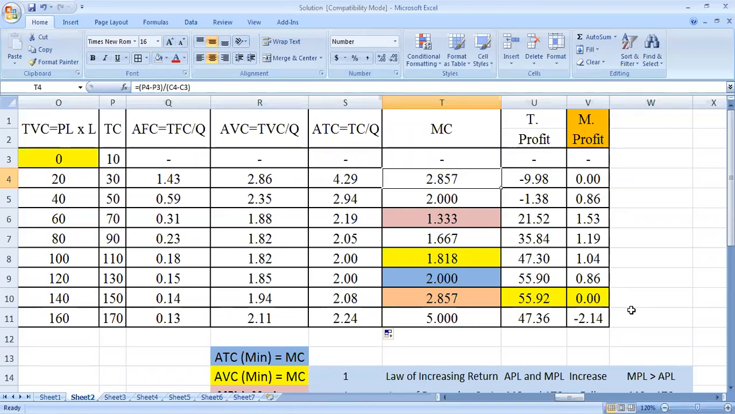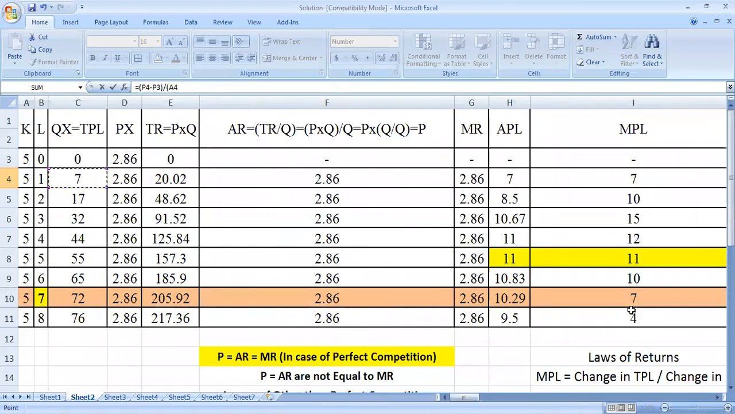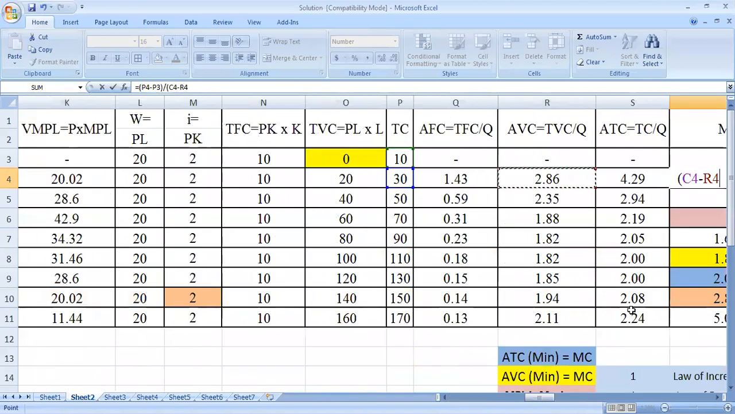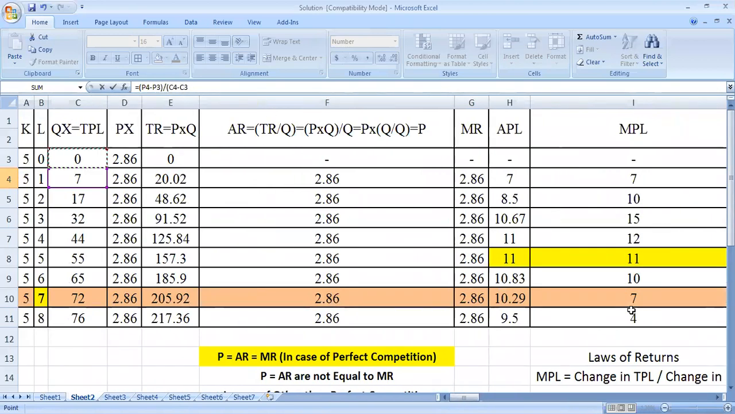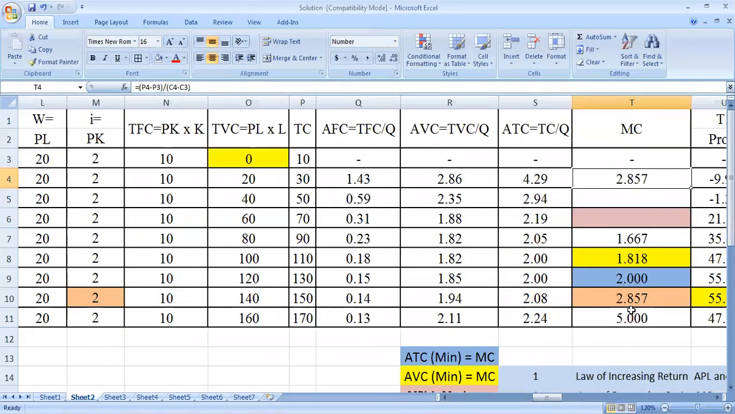So let me remove the first three cells of marginal cost. We know that it is change in total cost, 30 minus 10, which is 20, divided by change in output, which is 7 minus 0, right? The answer is 2.857. Okay.